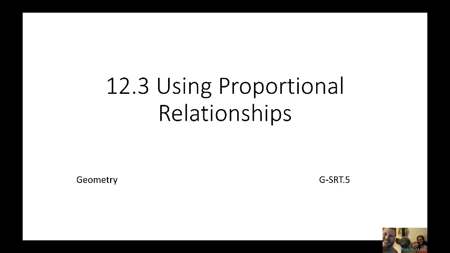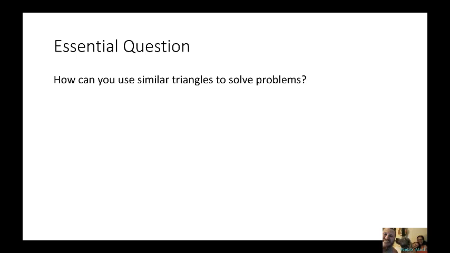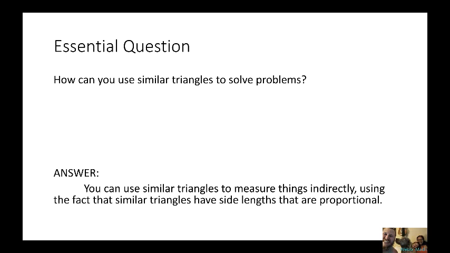12.3, using proportional relationships, geometry. Essential question: how can you use similar triangles to solve problems? The answer: you can use similar triangles to measure things indirectly, using the fact that similar triangles have side lengths that are proportional. So here we are with proportionality again.